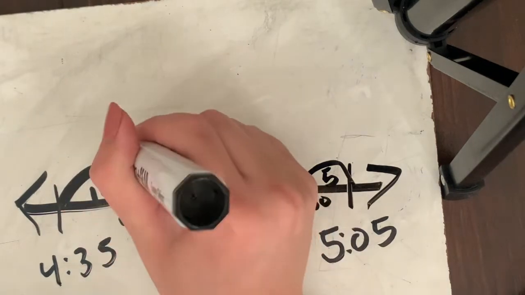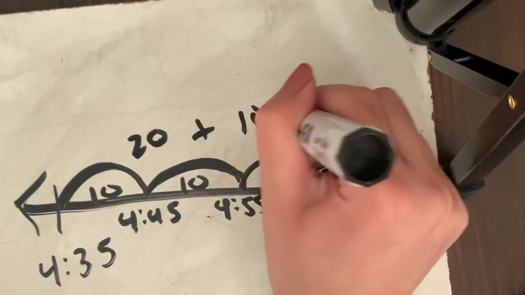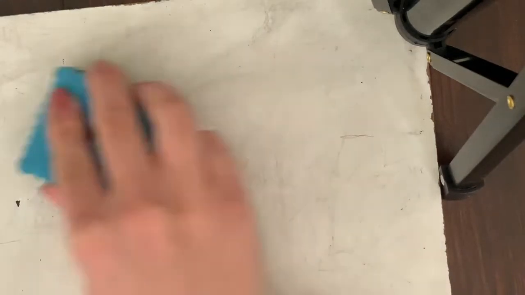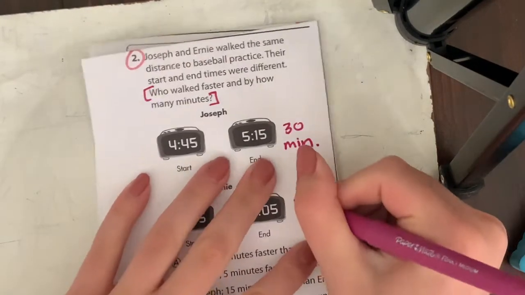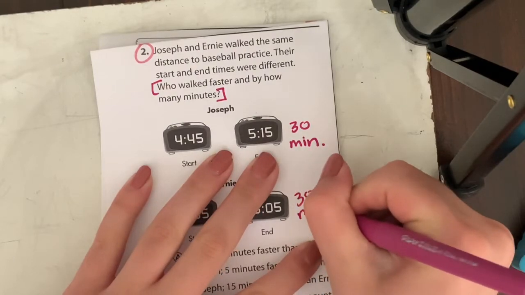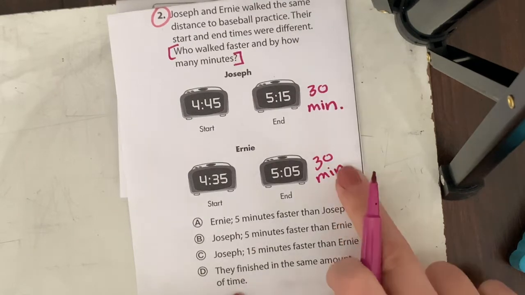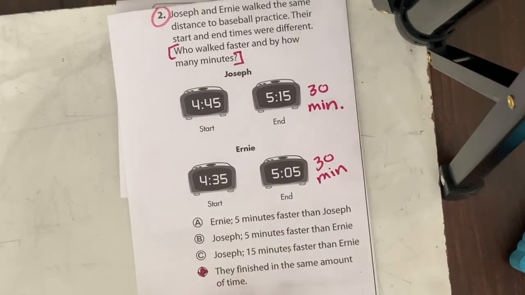So 10 plus 10 again is 20. 5 plus 5 again is 10. Add them all together, and it's 30 minutes for him as well. So that means I should choose this one: they finished in the same amount of time, because it took them both 30 minutes.